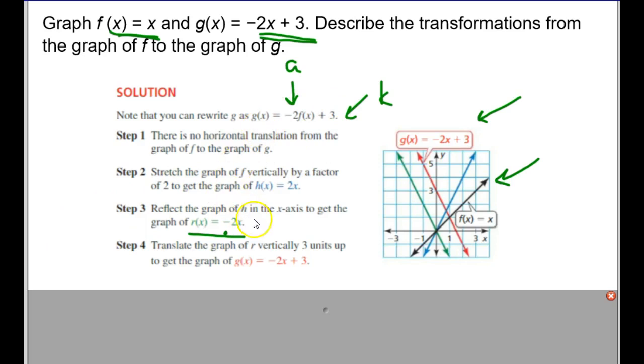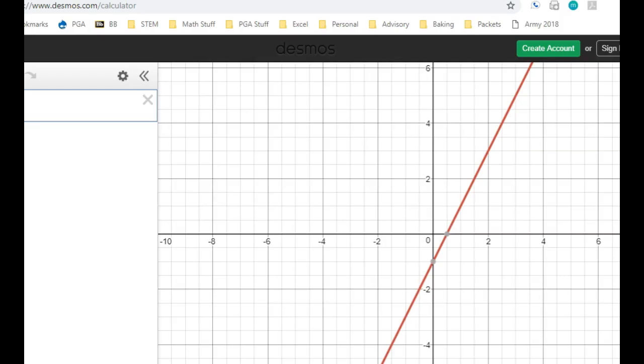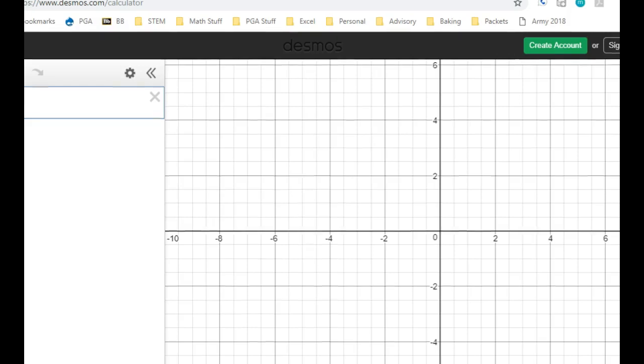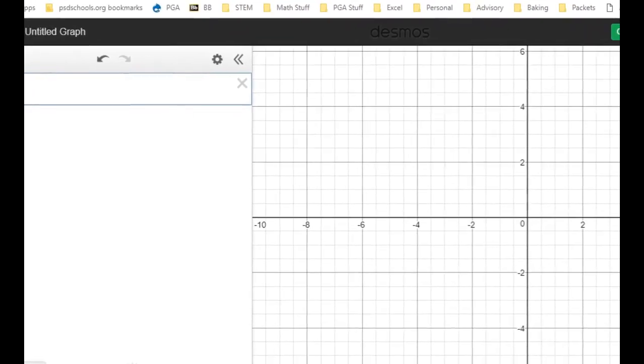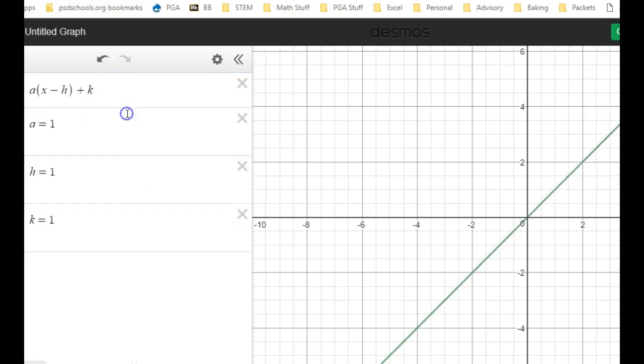Also, this can be helpful with Desmos to go from your parent function to this. You can always add some sliders in and see what we can do. Let me show you what sliders look like in Desmos really quickly. Just going to slide this over. So what we can do in Desmos is if I have a times x minus h plus k, all I've done is type in our function, and then I can say add slider for all of them.